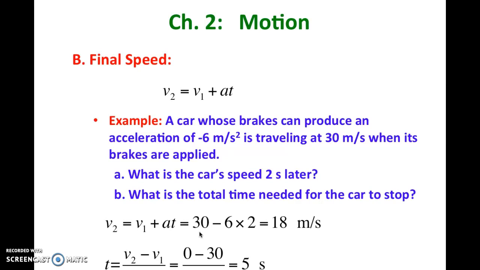For the second question, the final speed is 0 because it stops. Then the time needed for the car to stop is what we need to find. The final speed formula can be reformed as t equals v2 minus v1 divided by a, substituting 0 as the final speed, v2, 30 as the initial speed, v1, and negative 6 meters per second squared as the acceleration. We obtain the time needed for the car to stop to be 5 seconds.